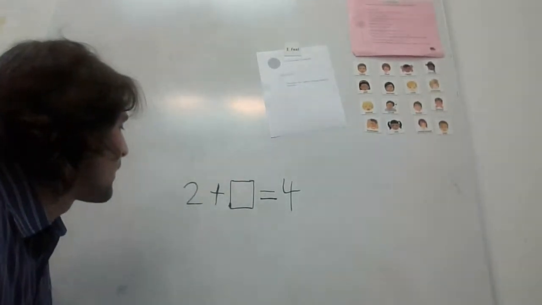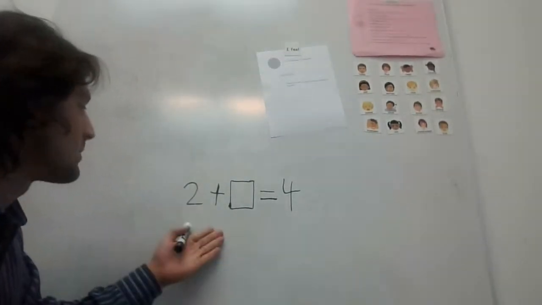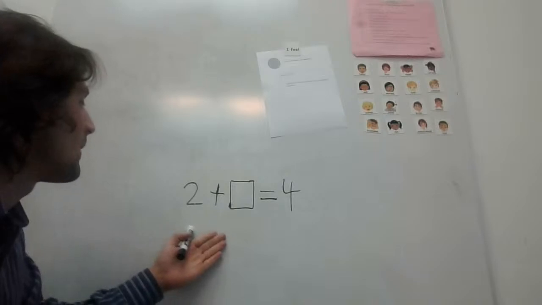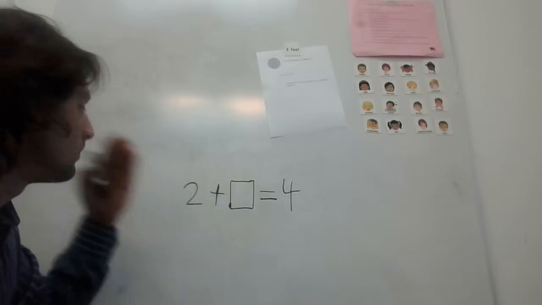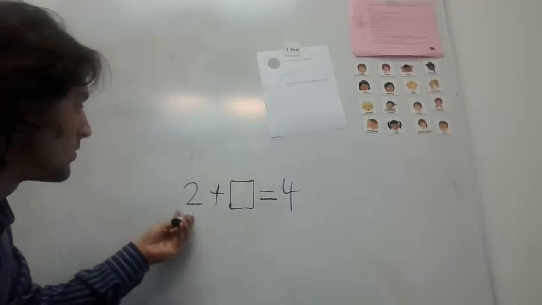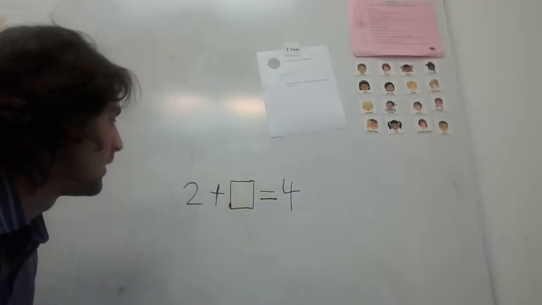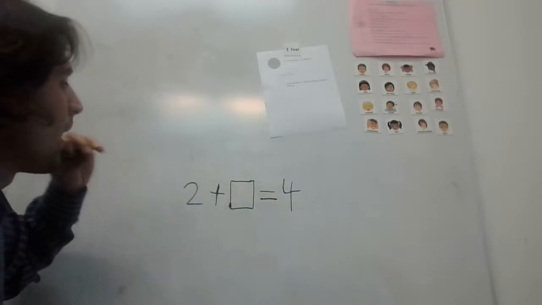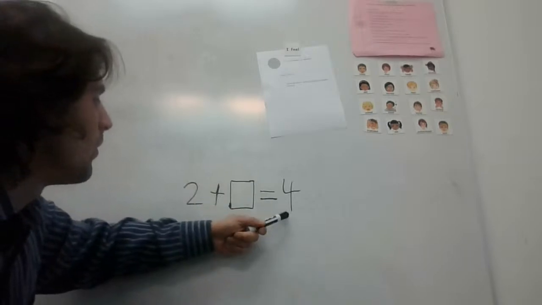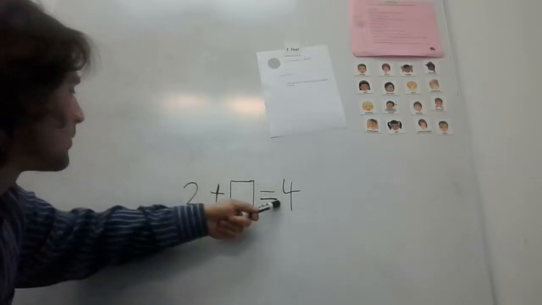So I know in your 5th grade class, you're doing these types of problems with 2-digit numbers, but I wanted to start off simple, so we're going to do 1-digit numbers to start. So 2 plus something equals 4. So to figure out what goes in the blank, we have to do something with the 4 and the 2.